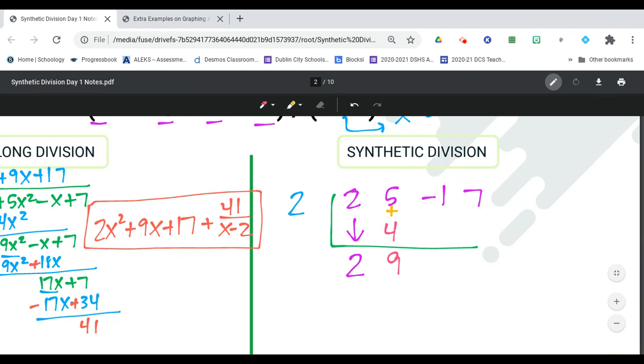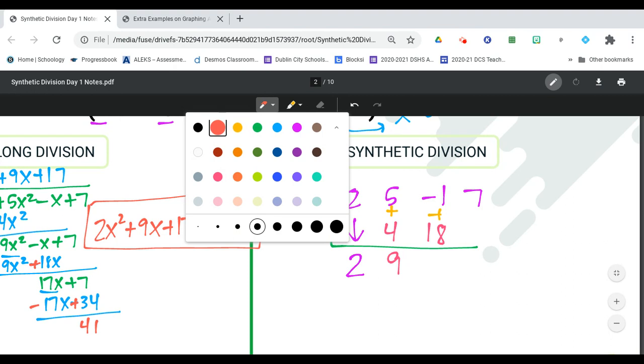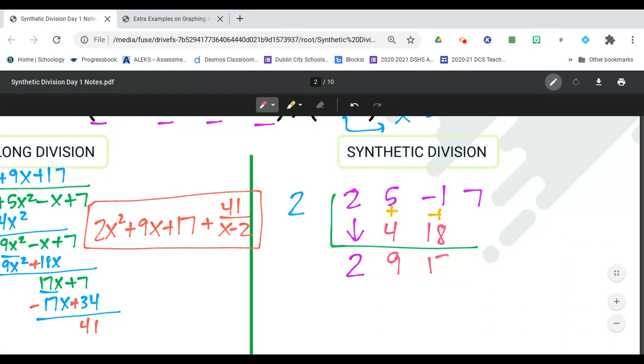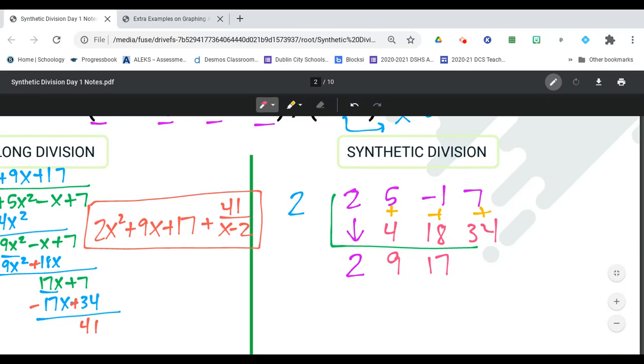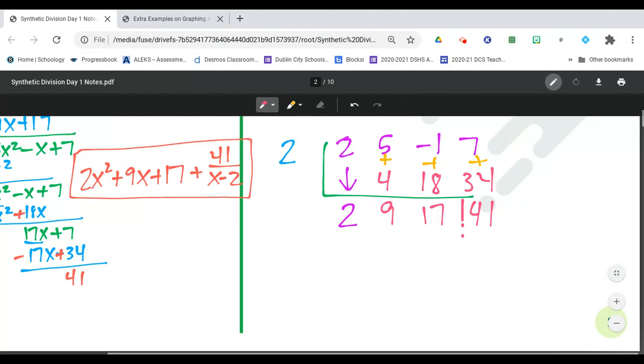9 multiplied by the blue 2 on the outside gives me 18. I'll then add -1 plus 18, which gives me 17. Then 17 times 2, remember the blue 2 on the outside, is 34. I then add 34 plus 7, giving me 41. And remember, 41 is our remainder. So normally I put a little dotted line there to remind myself there's my remainder.